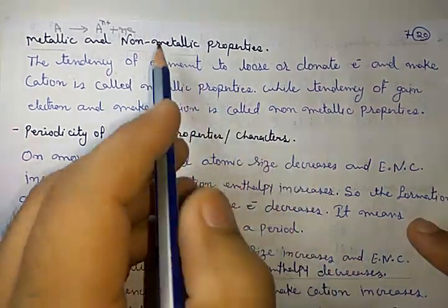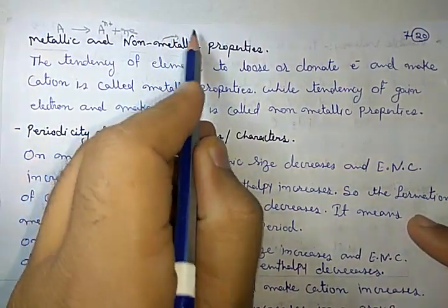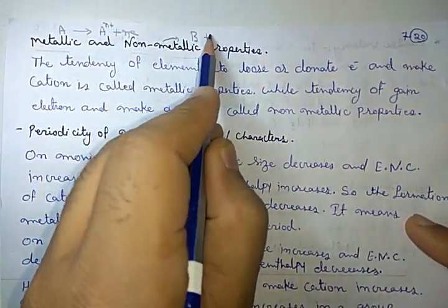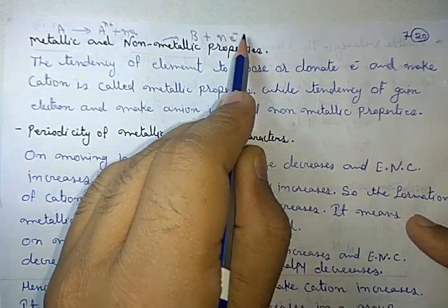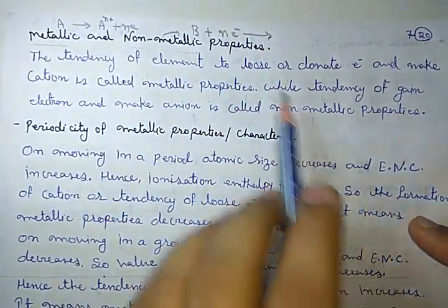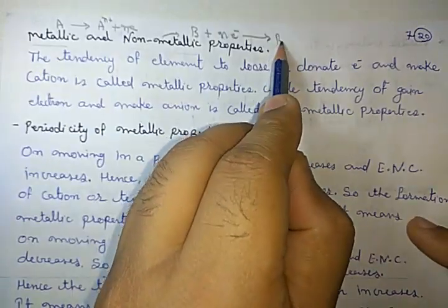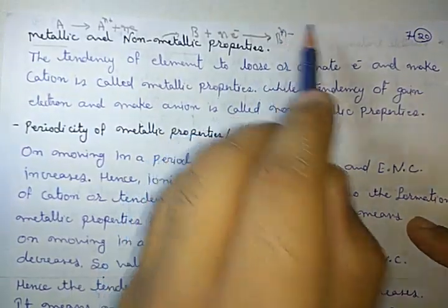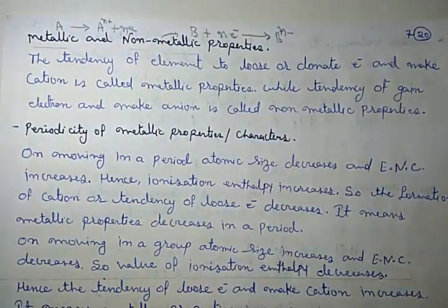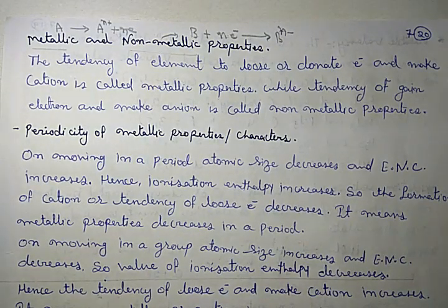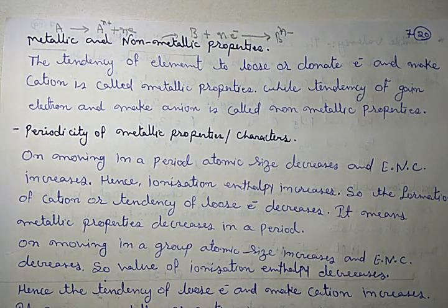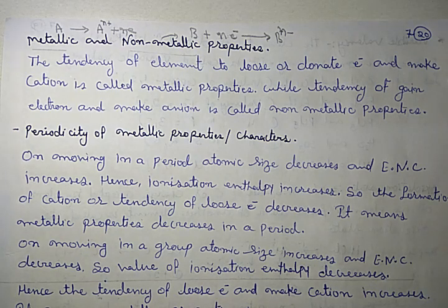Got it? If we consider the non-metals, then some of the elements have a tendency to gain electrons and form anions. This tendency to gain electrons and make anions is called non-metallic properties, and such elements are called non-metals.